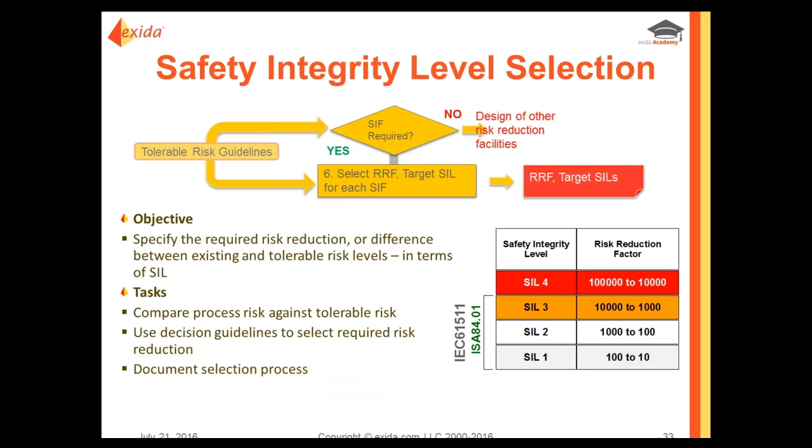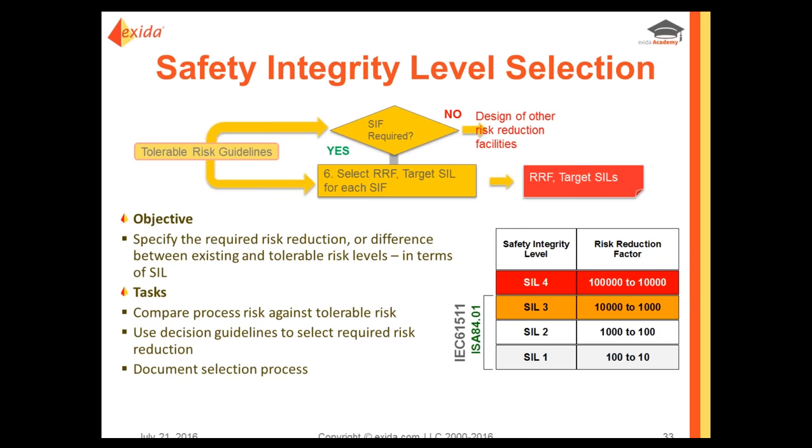For those hazards where a safety instrumented system is required to achieve the necessary risk reduction, an order of magnitude value is called a safety integrity level. And you select your safety integrity level when you find how much risk you need to reduce. So in doing your risk reduction calculations or your safety integrity level calculations, your main objective is to specify the required risk reduction, or the differences between the existing and the tolerable risk limits. And in doing so, you can see if your system needs to be a SIL1, a SIL2, or a SIL3 system.